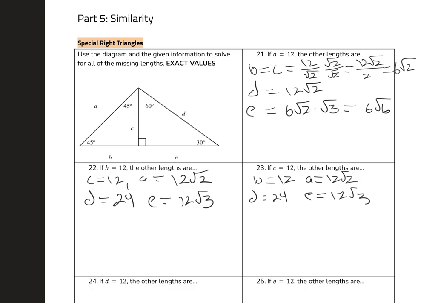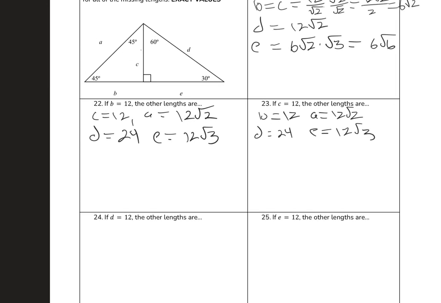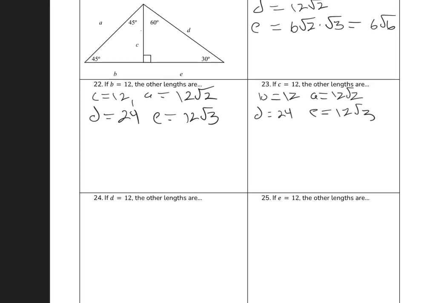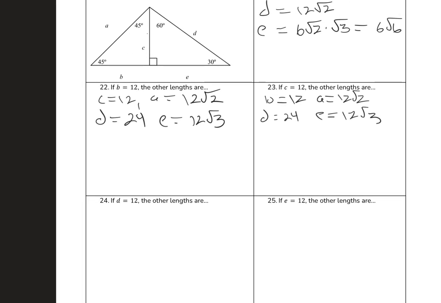If, on the other hand, D is equal to 12, then C has to be half of that. So C would be equal to 6. E would be equal to C times root 3, which would give us 6 root 3. Since C is 6, B would also have to be 6, and A would have to be just 6 root 2.